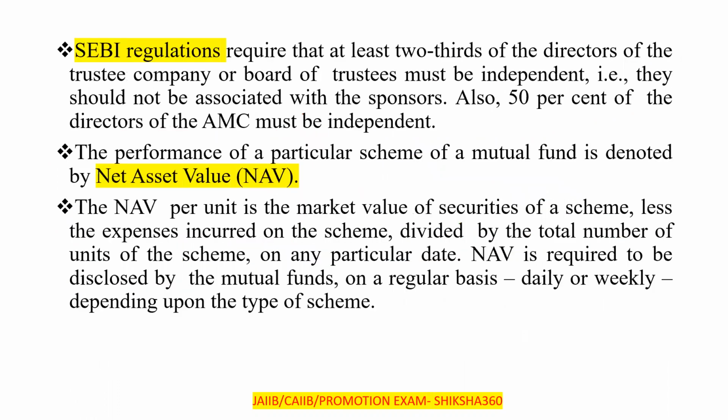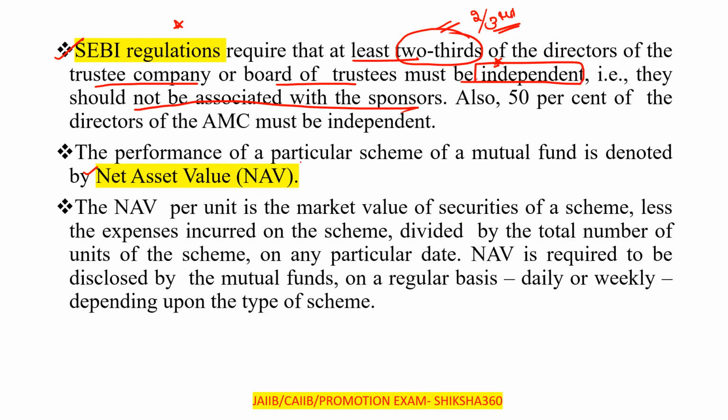Further, NAV, clear, here the word comes. So SEBI regulations require that at least 2/3, very important, it is also one of the questions. At least 2/3 of the directors of the trustee company or the board of trustees must be independent. Clear? That is, they should not be associated with the sponsor.